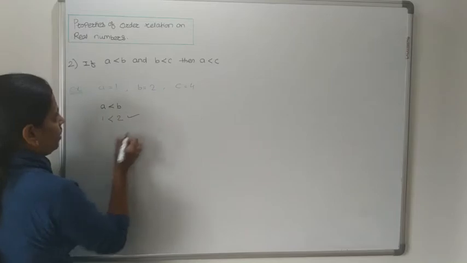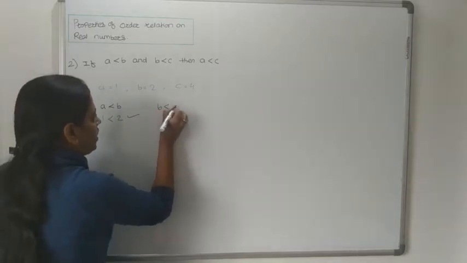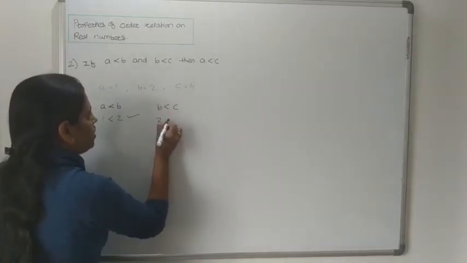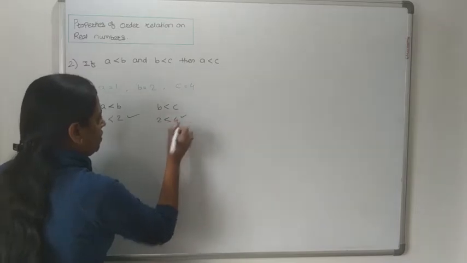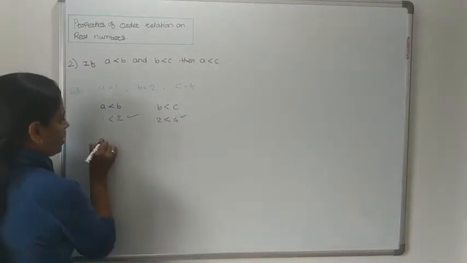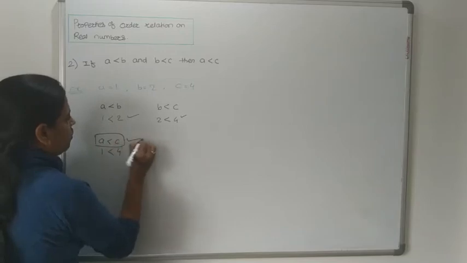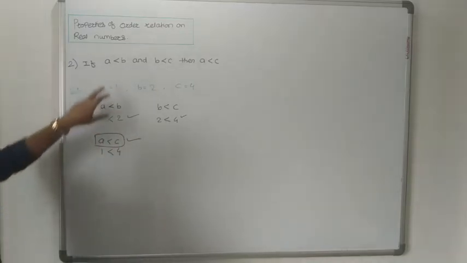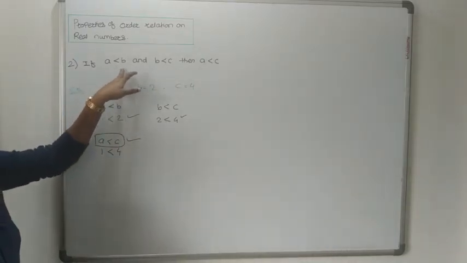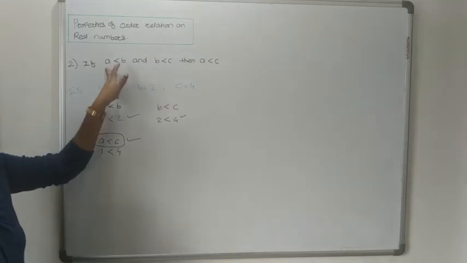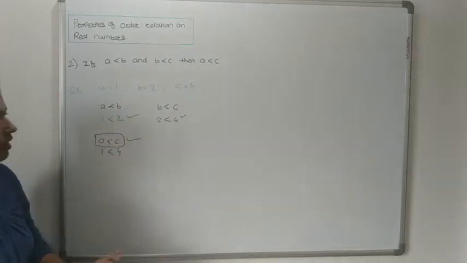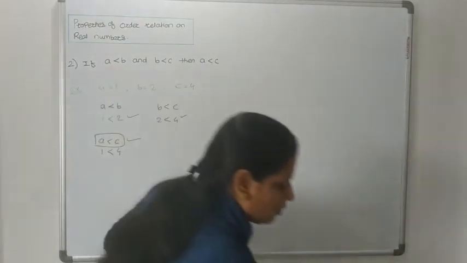True. Then the next one is B is less than C. What is the value of B? 2 is less than 4. This statement is also true. Then we can say that A is less than C. What is the value of A? 1. So 1 is less than 4. This statement is true here. Clear? That means if A is less than B and B is less than C, then we can say that A is less than C. So this is the second property.